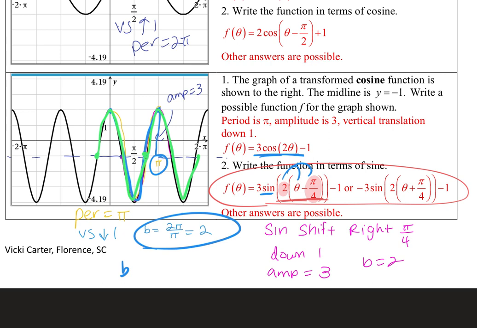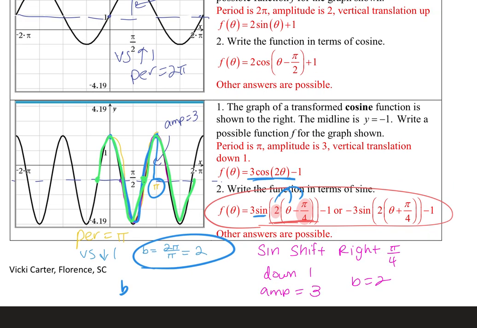I tried to be specific on the equations. It will either say cosine or sine. But obviously, if there's a shift in your phase shift, it could go both directions. You could go to the right or you could go to the left.